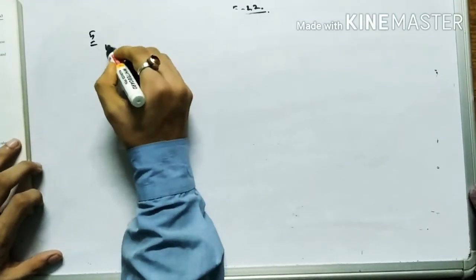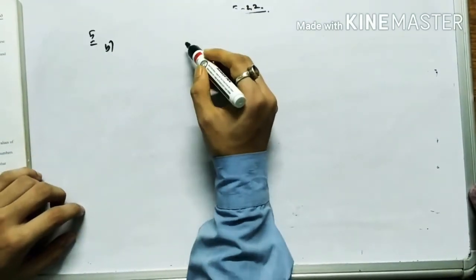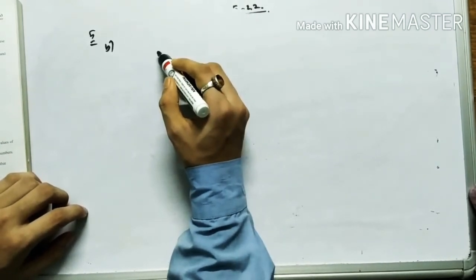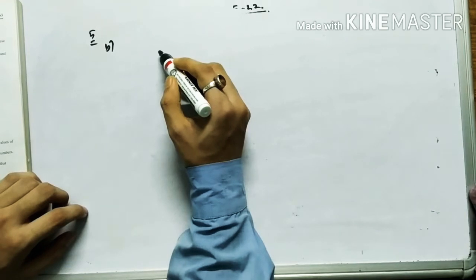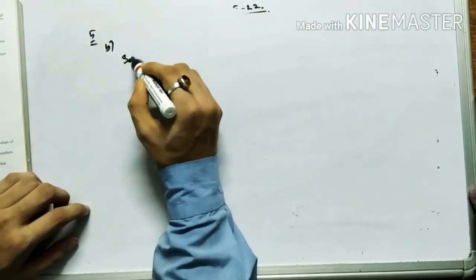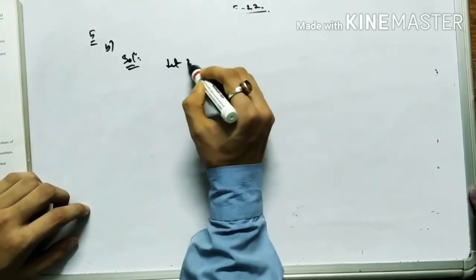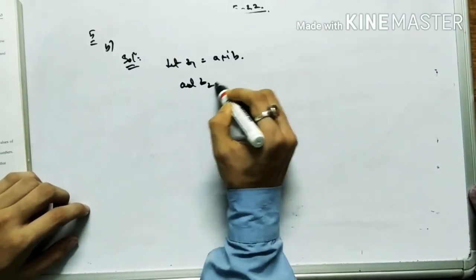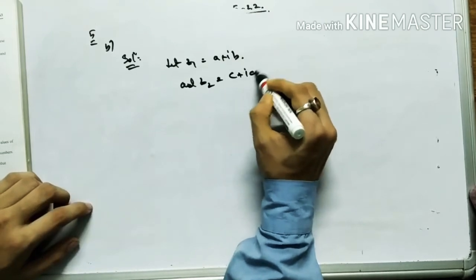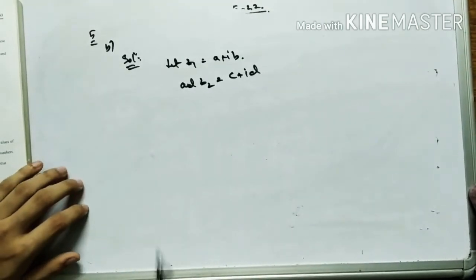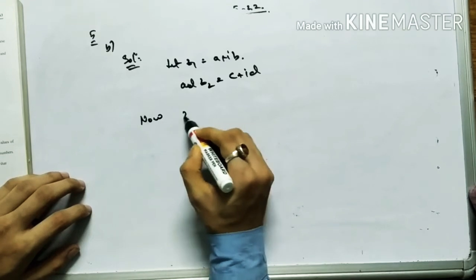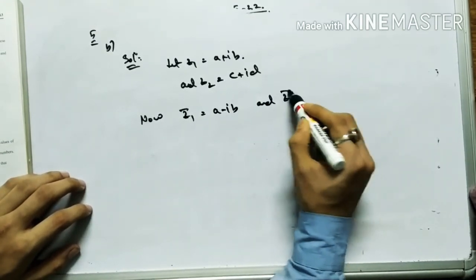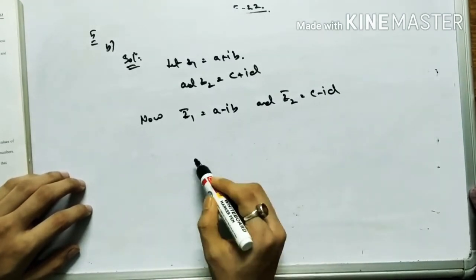Type 5 number B. For any two complex numbers Z1 and Z2, examine whether Z1 into Z2 bar and Z1 bar into Z2 are conjugates of each other. Solution. First of all I will let Z1 equal to a plus ib and Z2 equal to c plus id. Now Z1 bar will be a minus ib, and Z2 bar will be c minus id.